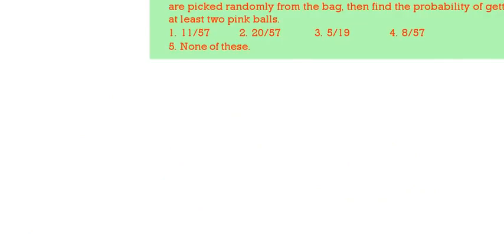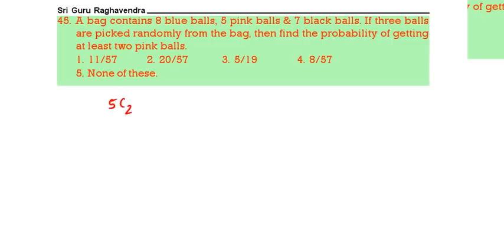A bag contains 8 blue, 5 pink and 7 black balls. If 3 balls are drawn at random, find the probability of getting at least 2 pink. So at least 2 means there are 5 pink balls. You can take 2 pink balls and then one blue, since we have to take only 3 balls. One blue means 8C1. So we are taking 2 pink, 1 blue.